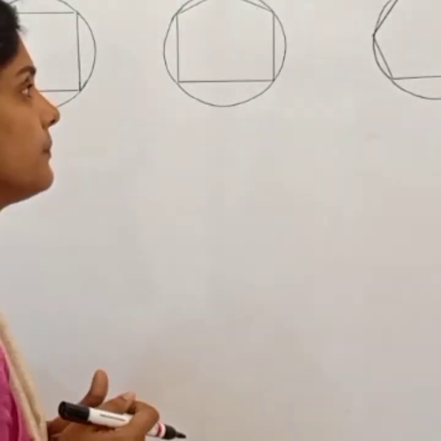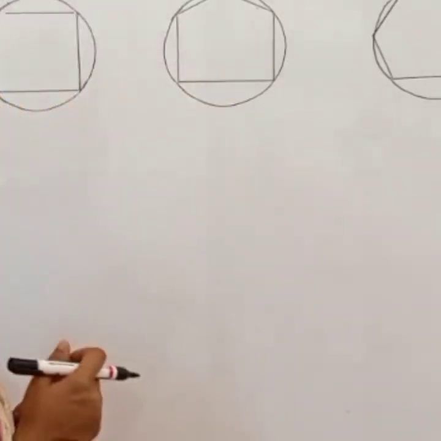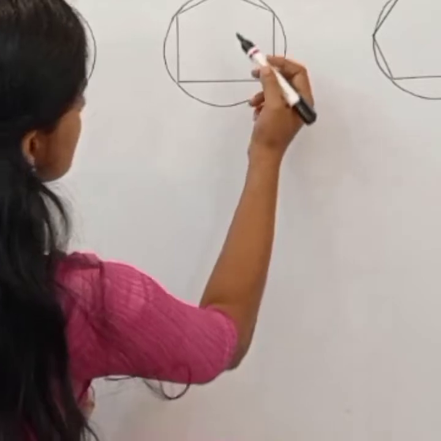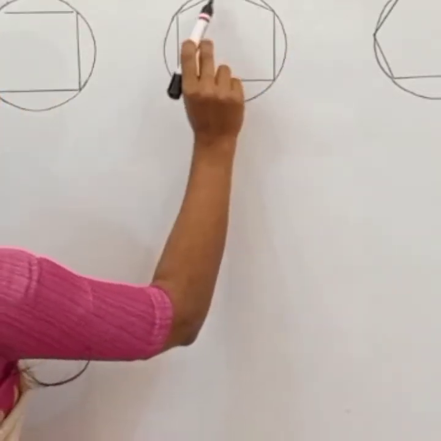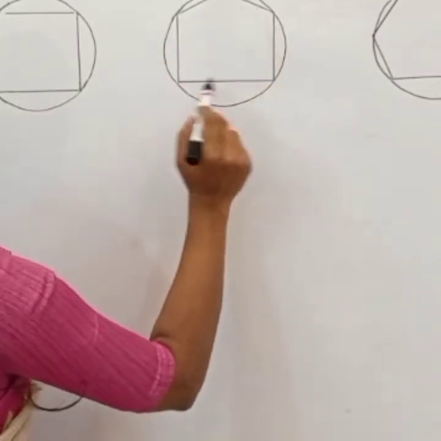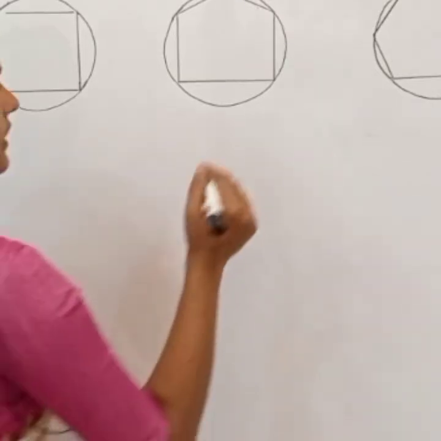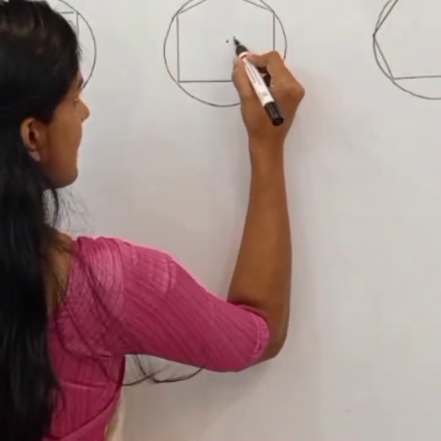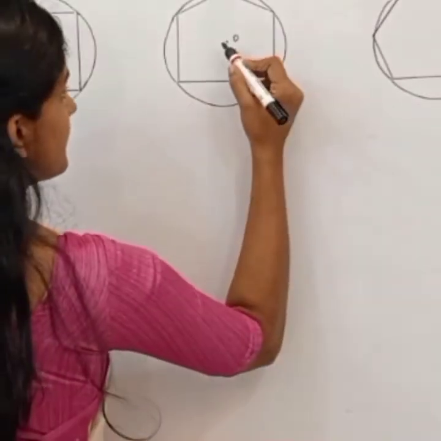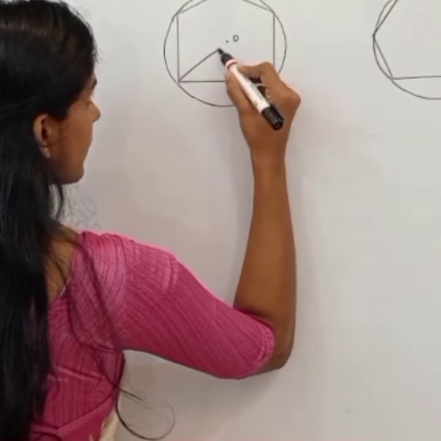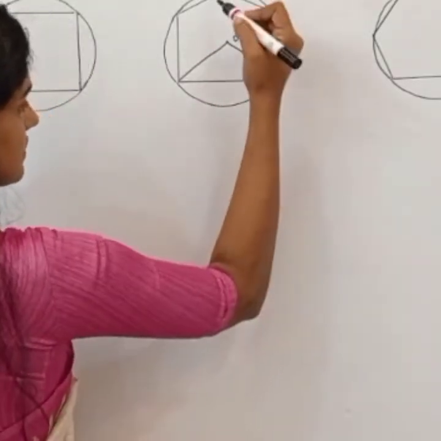Now here, let's consider this. This is a regular pentagon that is inscribed in a circle. All of its vertices, that is the vertices of the pentagon, touch points on the circle. Let this point be the center of the circle. Now, we shall join two of its vertices to the center of the circle.